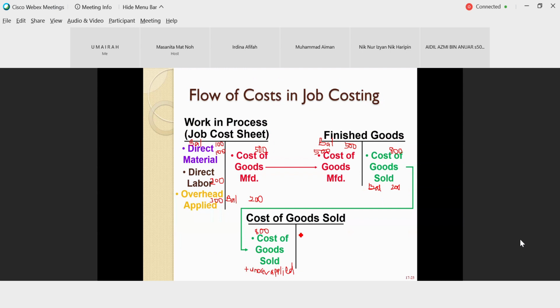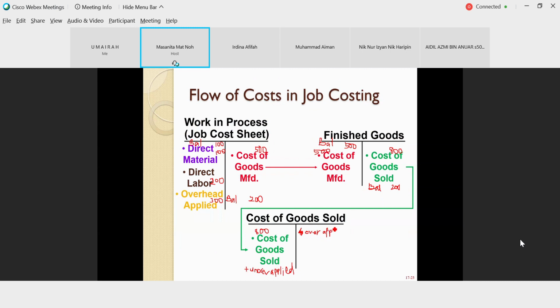Okay. Tapi kalau over applied, kita tambah kat sini. Dia tambah tu maksudnya, sorry. Tambah tu maksudnya, macam mana saya nak pandang. Kalau over apply, the difference kita letak kat sini. Kita debit, kita creditkan di dalam COGS. Okay. Over apply.